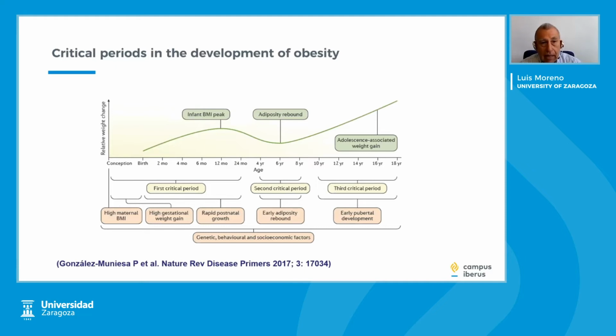We have developed a model for the study of obesity in children, considering different critical periods. The first one from conception until the end of the second year of life, the second around the development of the adiposity rebound, and the third one related with puberty and adolescence.